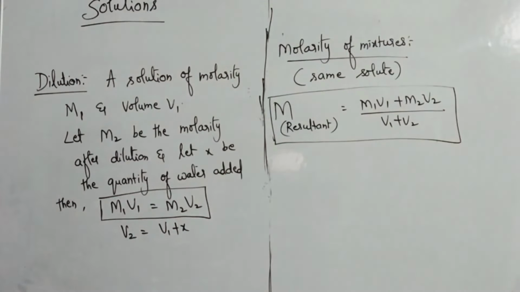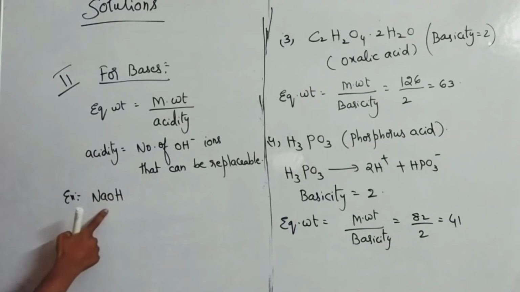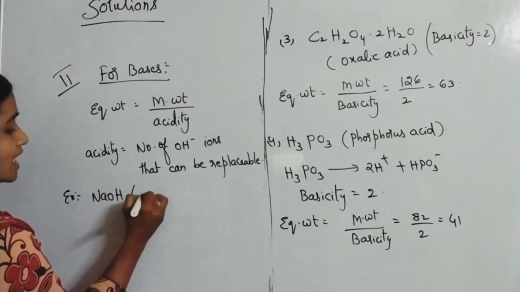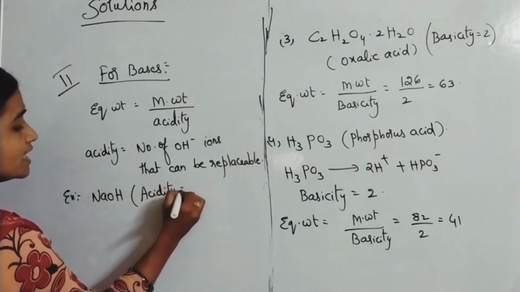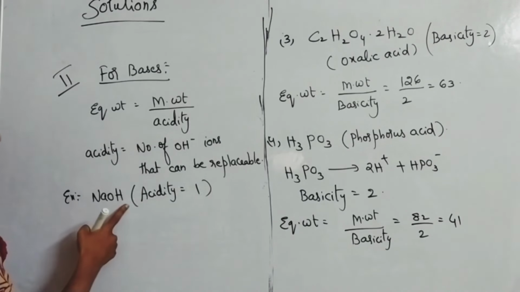ఎసిడిటీ అంటే ఏంటి? ఇక్కడ number of OH minus ions that can be replaceable when 1 mole of a base is dissolved in water. Okay, now 1 mole of a base when it is dissolved in water, the number of OH minus ions that can be replaceable is called as what? Its acidity. Okay, suppose example తీసుకుందాం. NaOH is a base. ఓకే, ఇందులో ఒక OH మైనస్ అయాన్ అనేది రిప్లేస్ అవుతుంది. సో యాసిడిటీ ఫర్ NaOH ఈజ్ హౌ మచ్? యాసిడిటీ ఈజ్ 1. 1 OH మైనస్ అయాన్ కెన్ బి రిప్లేసబుల్.